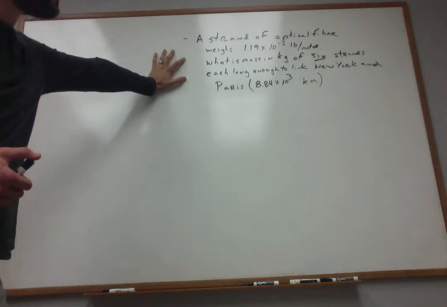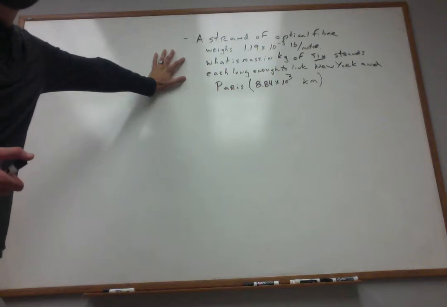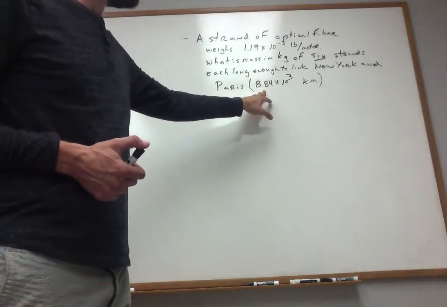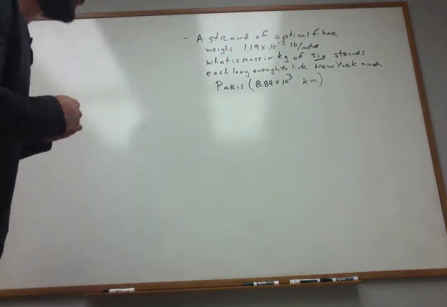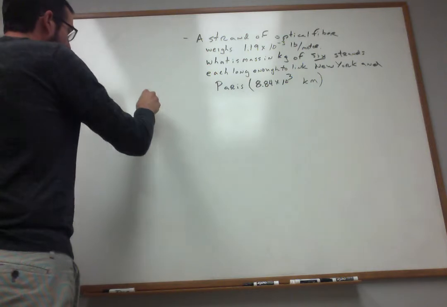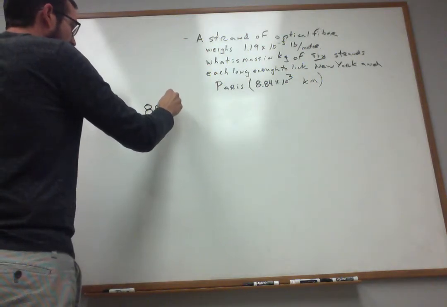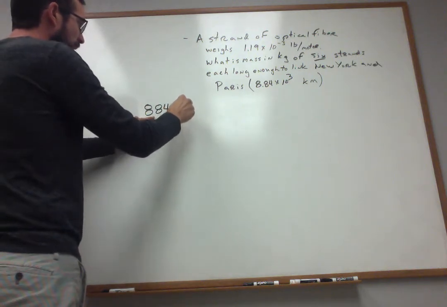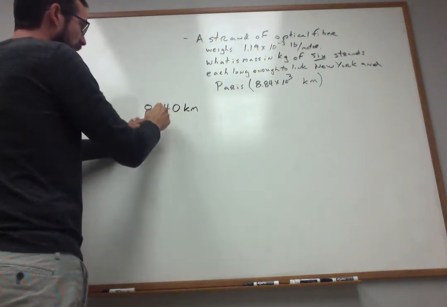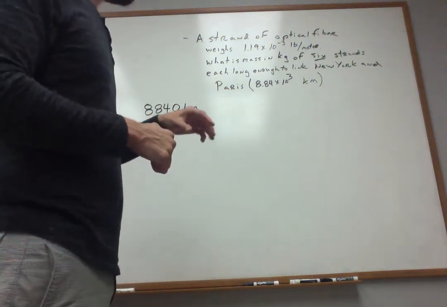This one has to do with an optical fiber that we're going to stretch between two major world cities, that is Paris and New York. There's a distance of 8.84 times 10 to the third kilometers between these two cities. And of course, if I'm going to convert that into an actual number, what would I have? I have to move the decimal place 3 spots to the right. So that's 8,840 kilometers is the distance between these two cities.